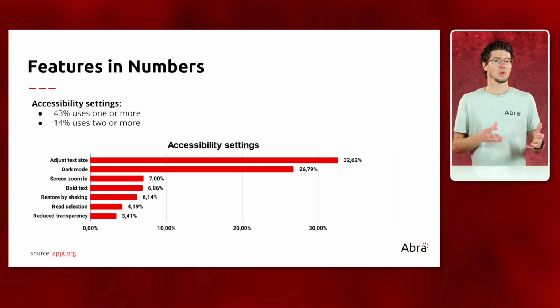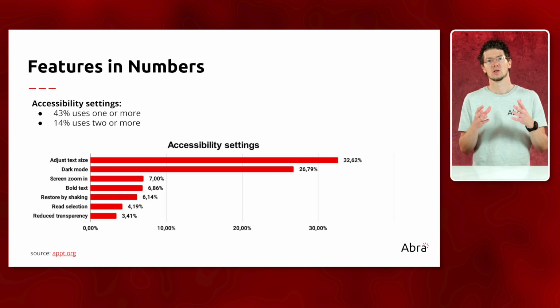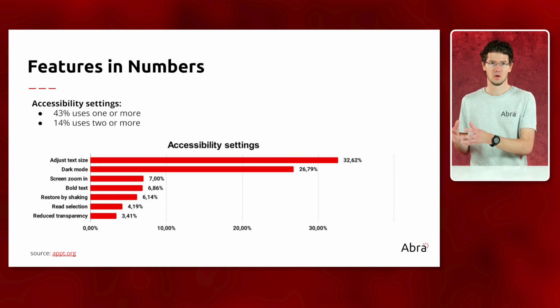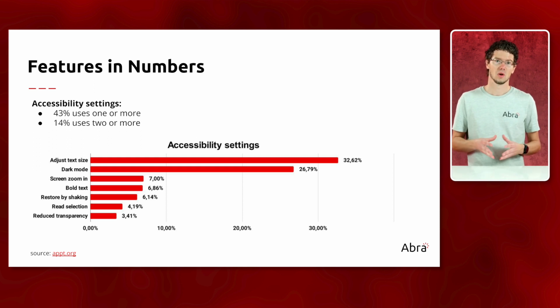Features are, for example, adjusted text size, which is used by 33% of the users. About 12% prefer a smaller font size, but 20% prefer or are even dependent on the larger font size. 27% of the users have dark mode on.